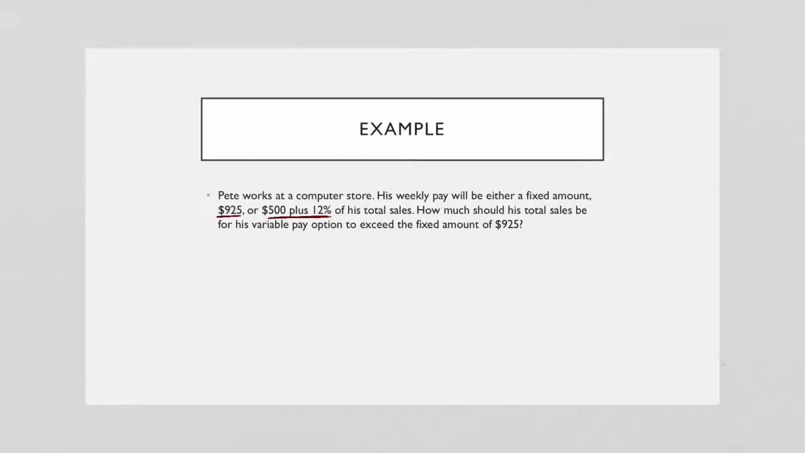And so we want to know when this second option that I'm putting a box around exceeds $925. So we're going to let X equal the amount of sales. All right, so if I say $500 plus 0.12 times his sales, we want that to exceed, so I want that to be greater than $925. So now to solve this, we would subtract 500 from both sides.